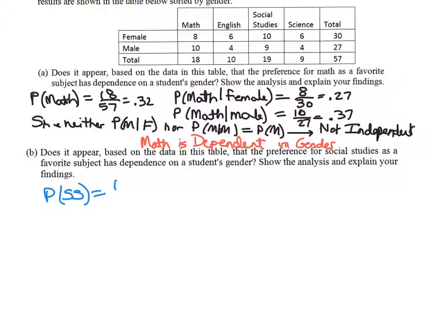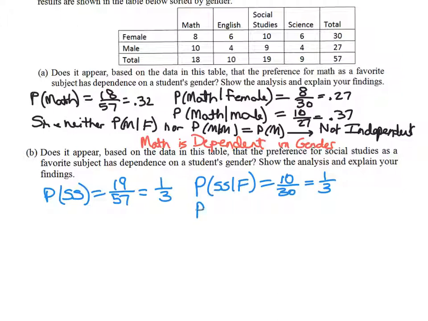There were 19 out of the 57 students who could have been selected. So that means a third of the students chose social studies as their favorite subject. Now if I then do the conditional probabilities of social studies given female, again I'm going to look in the female row and say of those females, of the 30 females, 10 of them chose social studies. So 10 out of 30 gives me exactly the same probability of 1/3.